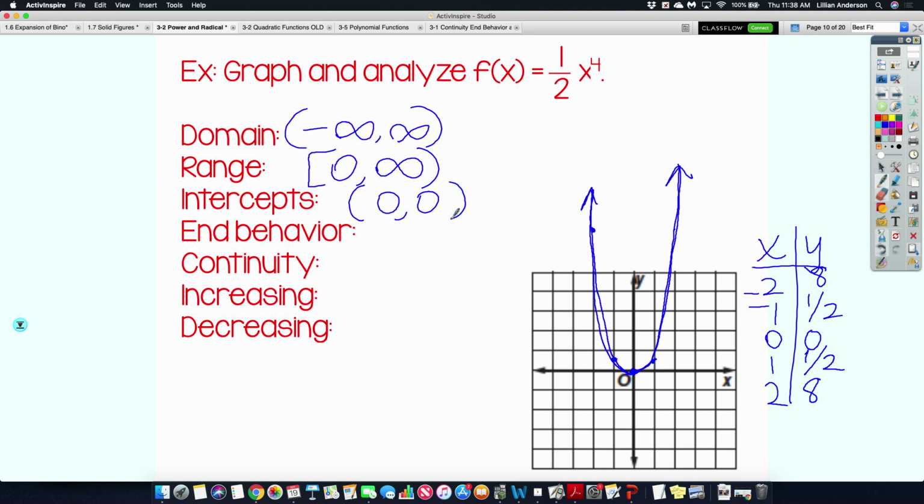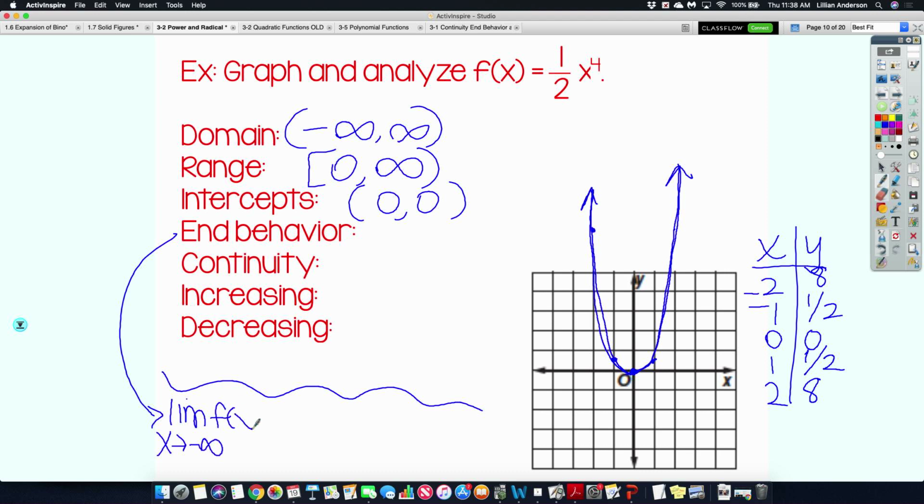Now the end behavior. Okay? I'm going to do it down here because my handwriting's not going to fit in that little space. Okay? The limit as x approaches negative infinity of f of x. That's going off towards the left-hand side. This graph will continue to get bigger and bigger and bigger. So what's the limit as x approaches negative infinity? Infinity. Positive infinity. Very good.